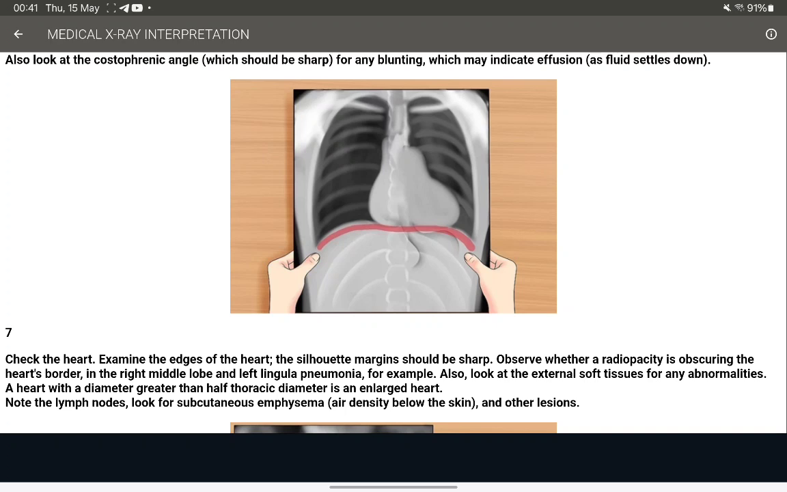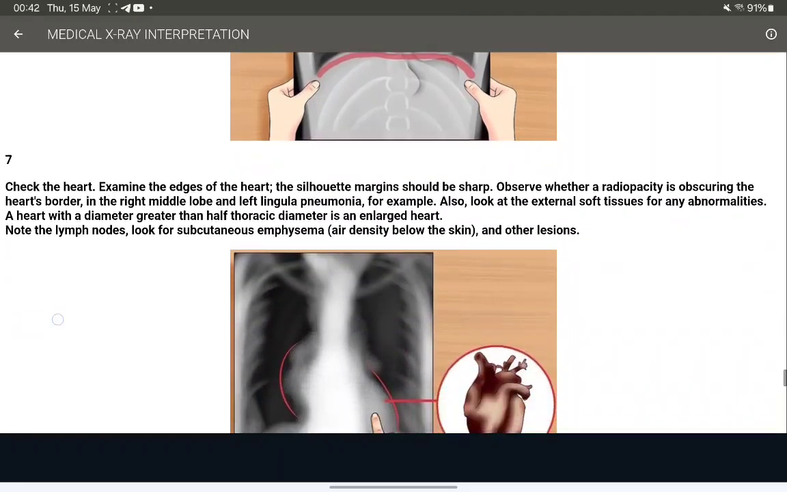A heart with a diameter greater than half the thoracic diameter is an enlarged heart, as we have seen before in the cardiothoracic ratio, which shouldn't exceed 50%. Note the lymph nodes in the mediastinum. Look for subcutaneous emphysema, air density below the skin, and other lesions.